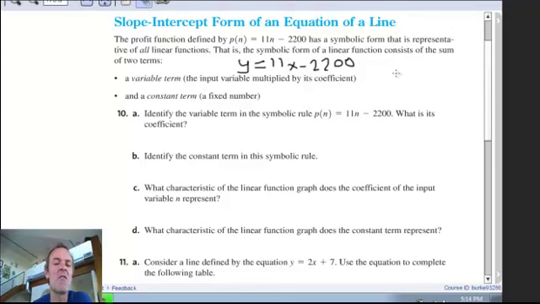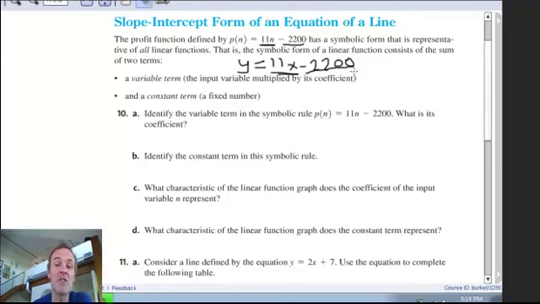Now it consists of a variable term. The variable term is the 11x, or 11n up here. That's the variable, because that will change depending on the number of students. The constant is the negative 2200, and negative is the sign. So that's the constant. Now identify the variable term. Well, that's the 11n.